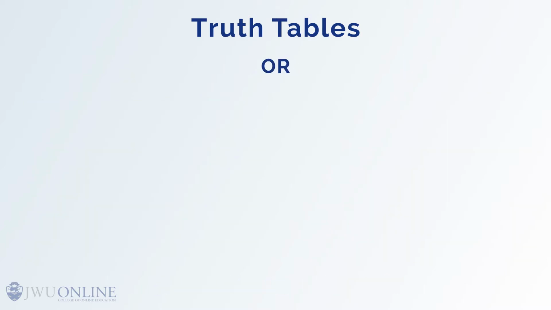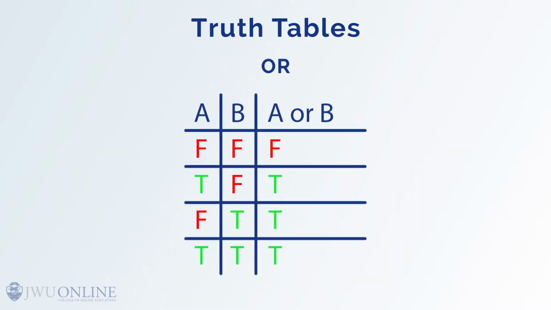The OR truth table is different and is much more forgiving in a Boolean sort of way. If A is false and B is false, then, as you might expect, A logical OR B would be false. If A is true and B is false, then A logical OR B is true. If A is false and B is true, then A logical OR B is true. And of course, if A is true and B is also true, then A logical OR B is true.